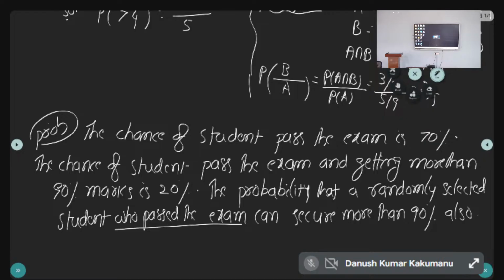Yes. What is the 20% number? The chance of a student passing the exam and getting more than 90%. Is it the intersection part or not? Numerator is 20%. Denominator is 70%. 20% by 70% means 2 by 7 is the answer. 2 by, sorry, 2 by 9, huh? Okay, 2 by 7. P of required probability. Direct answer.